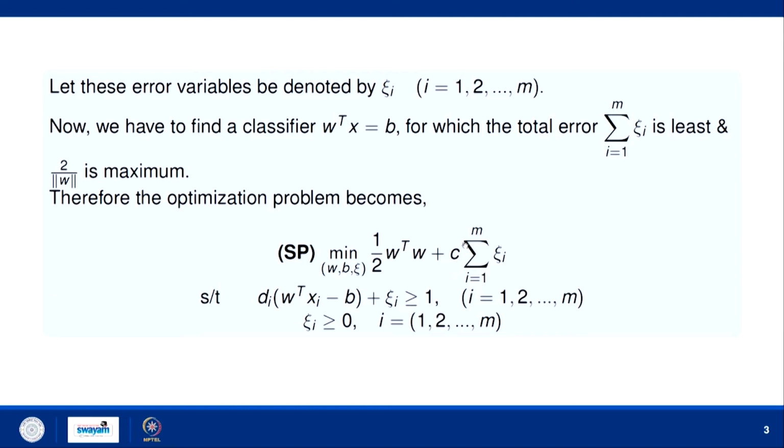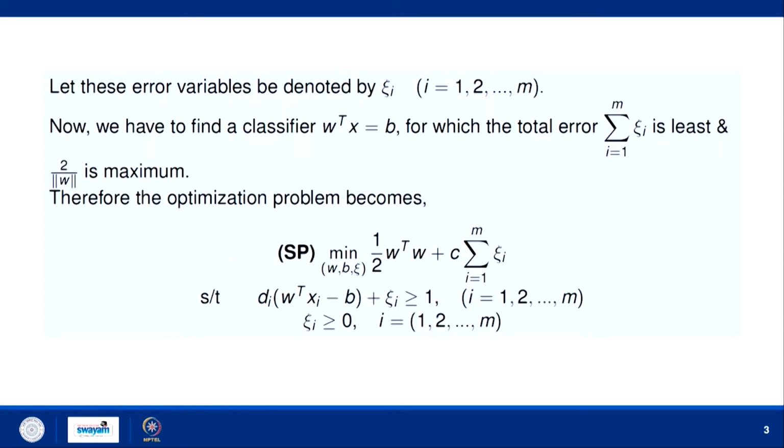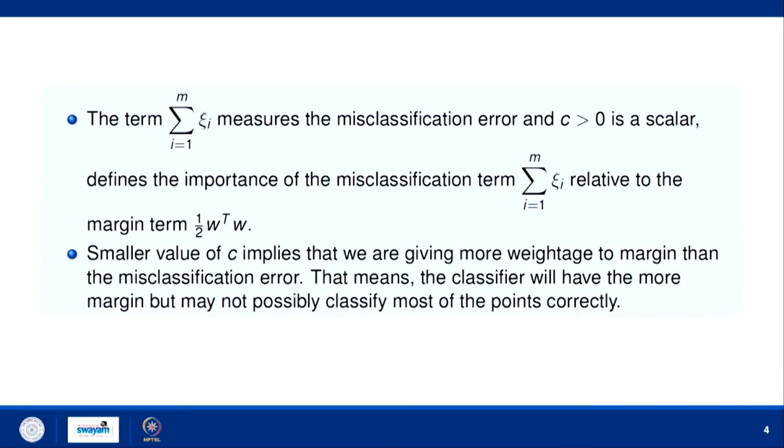If this weightage C is very small, that means we are giving less preference to the misclassification error and more preference to the margin. That means the margin will be maximum, but all the patterns may not be correctly classified. However, a larger value of C implies that we are giving more weightage to the misclassification error than to the margin. So, it depends on which C we take, on the decision maker. Usually we take C as 1, so that we give equal weightage to both objectives, margin as well as misclassification error. I have already discussed the importance and the implication of C.